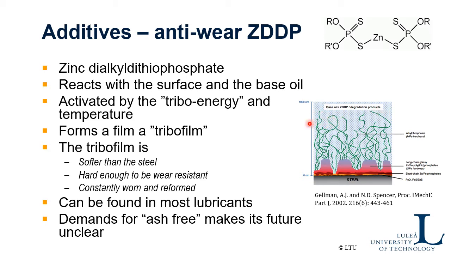So it's a kind of sacrificial layer in this case too, but it's then constantly reformed again. But that means also that you consume the ZDDP. But this is a very useful additive, and it definitely stops the wear process significantly. In the future, you may not have metals like zinc in an additive, so there is a need to make ash-free lubricant additives for the future. But at the moment, this is a very commonly used ZDDP additive.